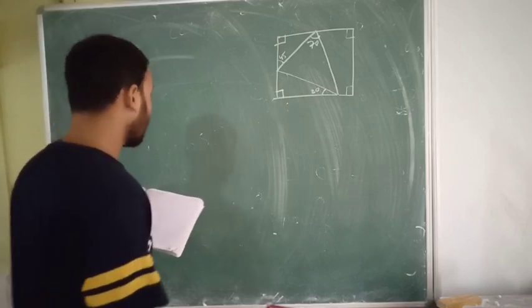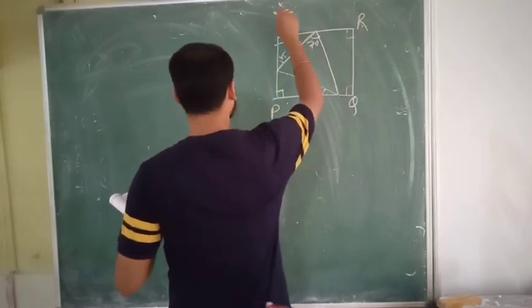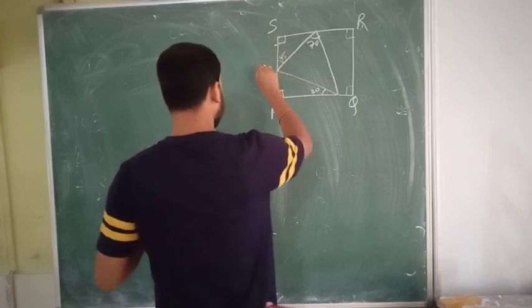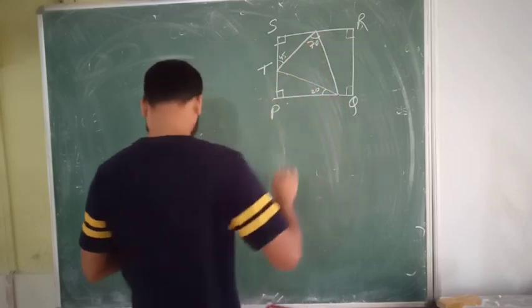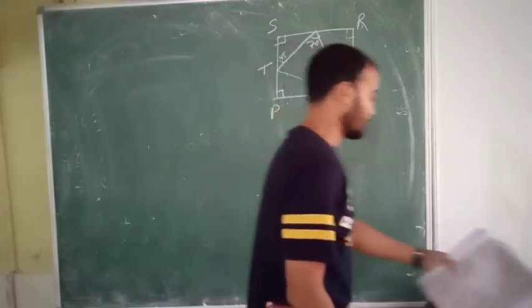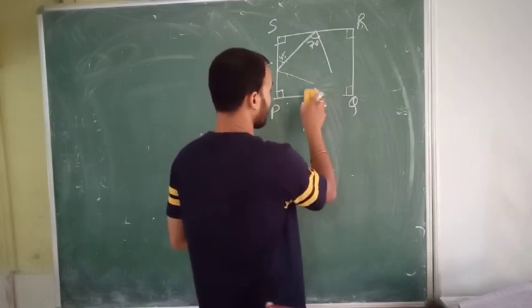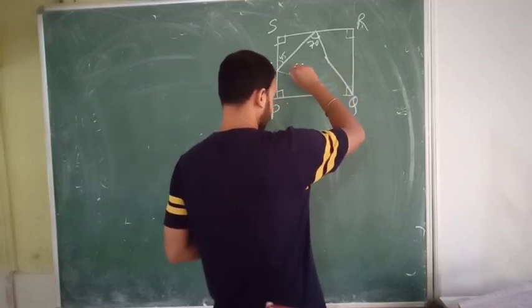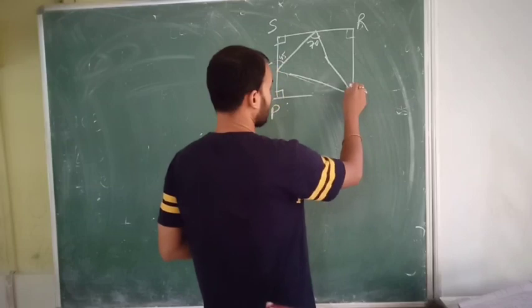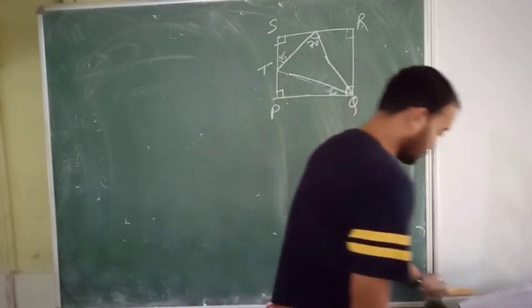The square is PQRS. Then T. This point is Q. And this particular angle, this smaller angle, is 20 degrees. This point is U.